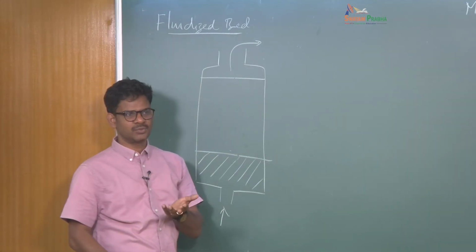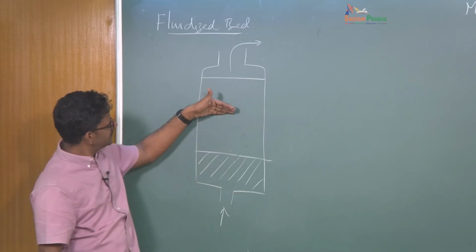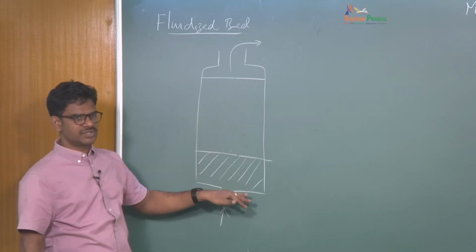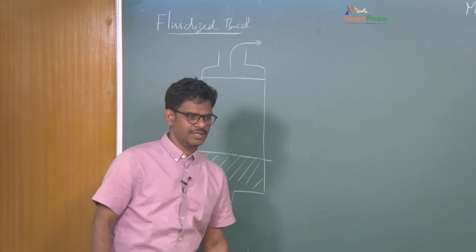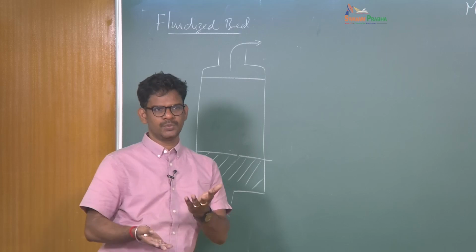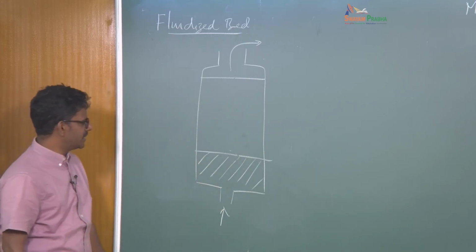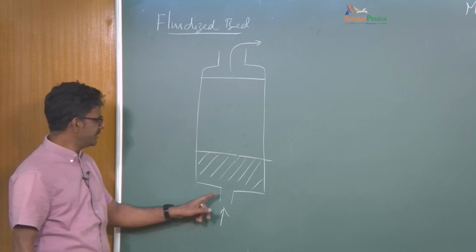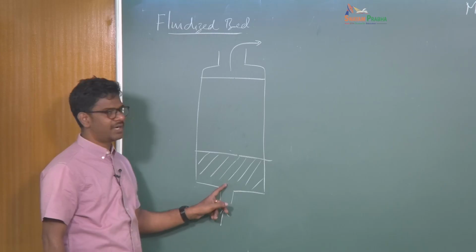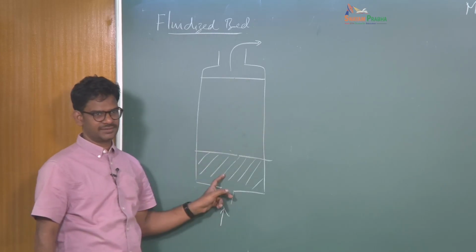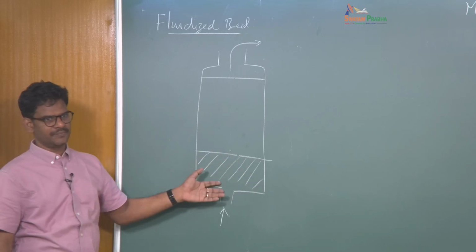So the gas wants to take it up because of the momentum transfer, whereas due to gravity the particle wants to come down. So there is a constant interaction between these two forces, because of which the particle motion will be perturbed. So the question we want to ask is: if I insert a particle here, how long does this particle stay in this reactor? In other words, we want to find the mean residence time for a particle.